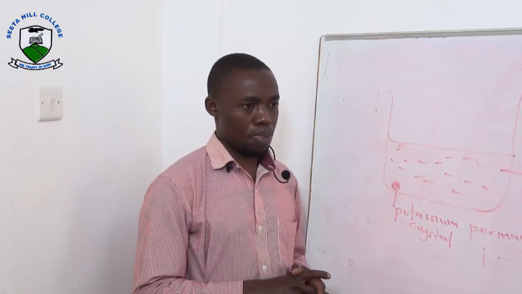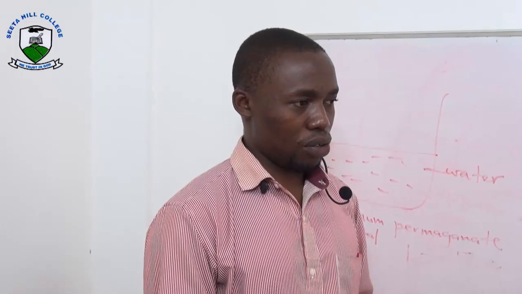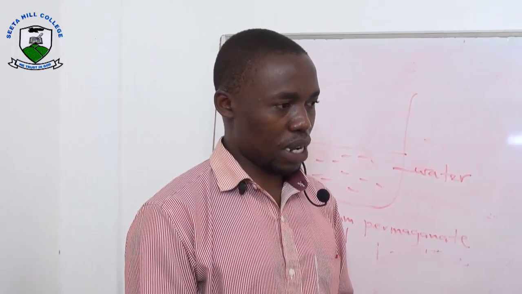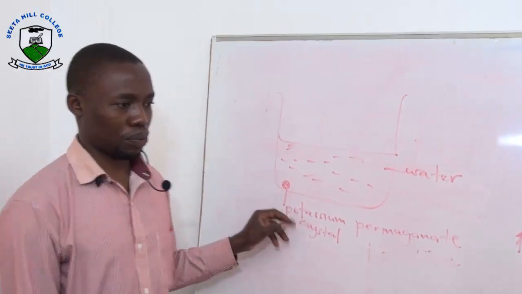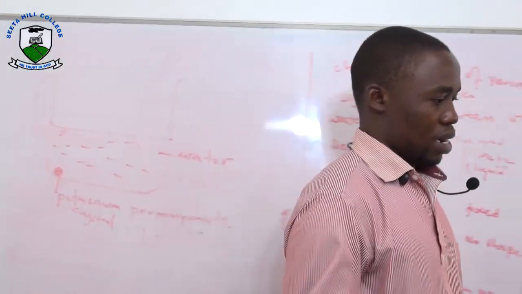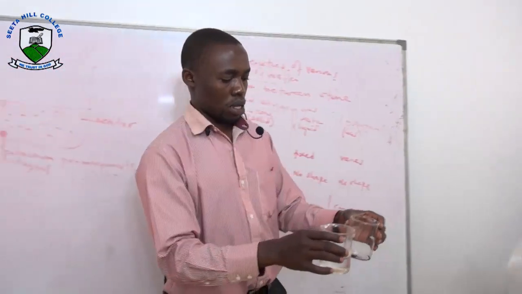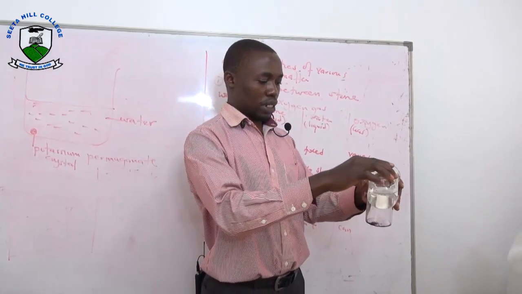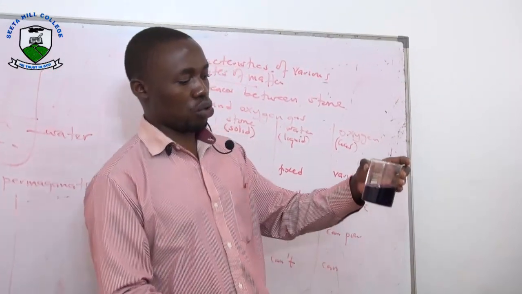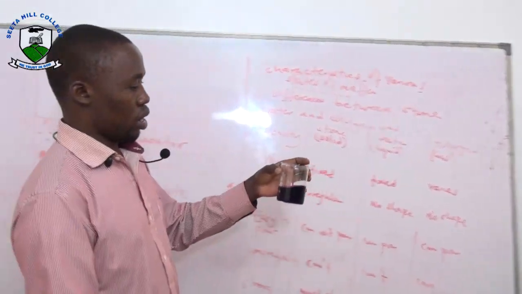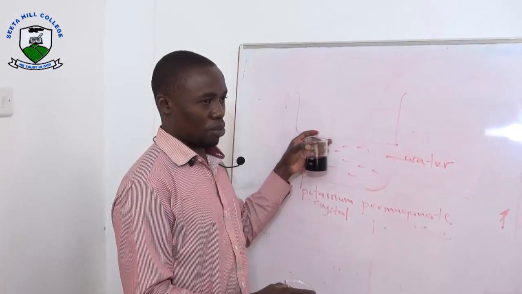Now, as I'm going to show the appearance of that water after some time, we'll demonstrate it roughly very fast here. Just adding water to this potassium permanganate crystal, the water would turn purple after some time.